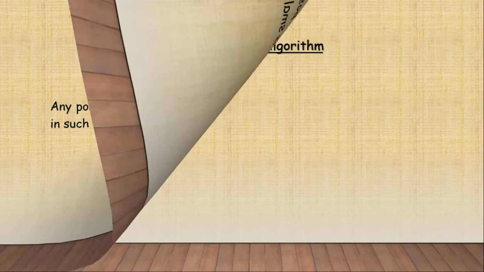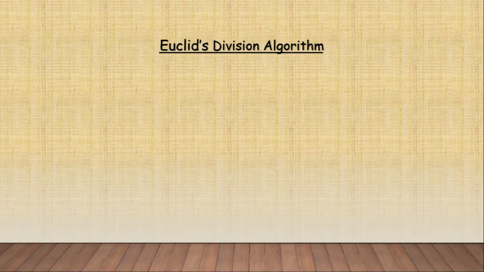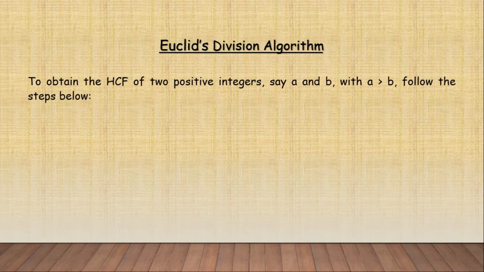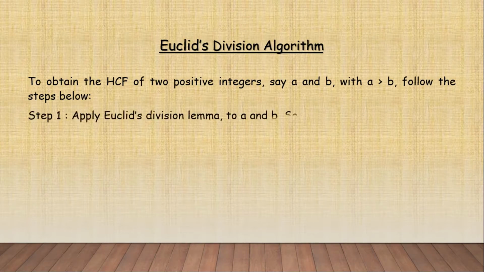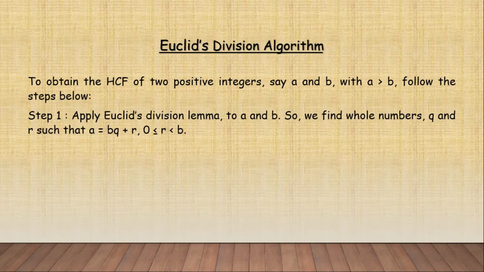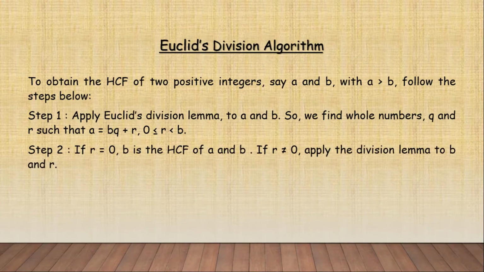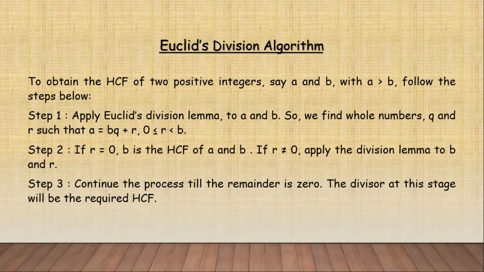Now let us see how this algorithm can be used to find the HCF of two positive integers, say a and b, with a being greater than b. Step 1. Apply Euclid's division lemma to a and b. So we find whole numbers q and r such that a equals bq plus r. If r is equal to 0, that is, the remainder comes 0, then b is the HCF of a and b. But if r is not equal to 0, then apply the division lemma to b and r. Continue this process till the remainder is 0. The divisor at this stage will be the required HCF.